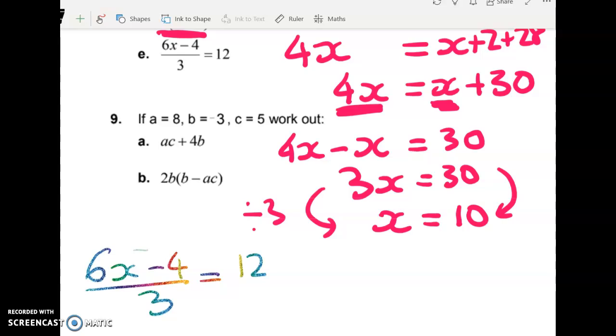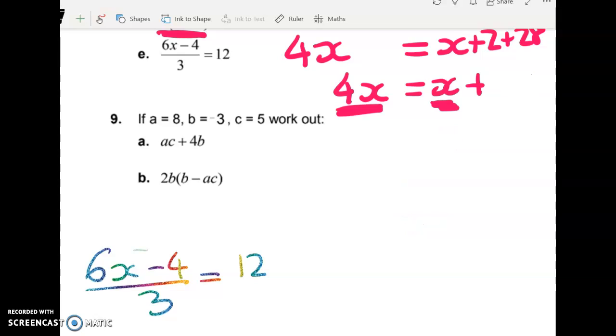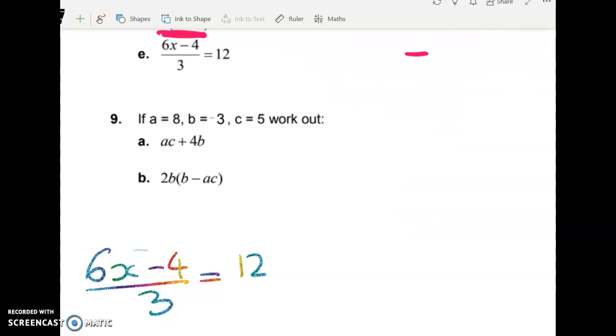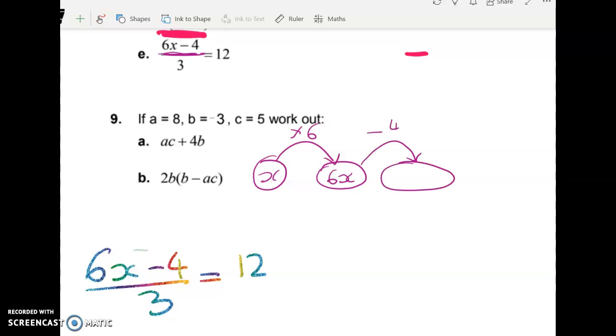For this one, it helps to think about how we formed that equation to start with. So let's get a little bit of space here, and I'm going to draw a bubble diagram to think about where this equation came from. I started with a number x, and then I multiplied it by 6. That gave me 6x. Then I subtracted 4, and that gave me 6x take away 4. Finally, I divided all of that by 3. That line there, you can think of as putting invisible brackets around. So here we get 6x minus 4 over 3, and the answer we got was 12.